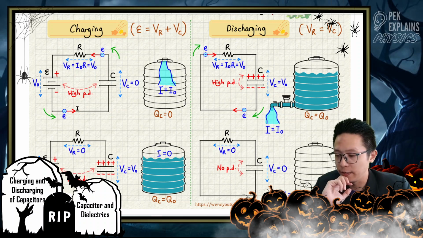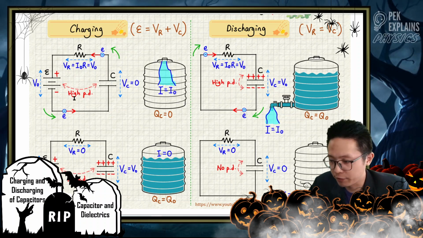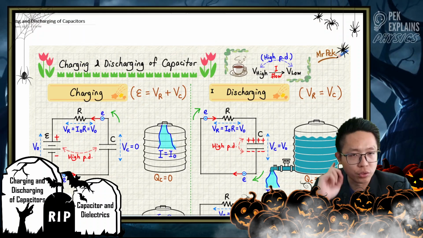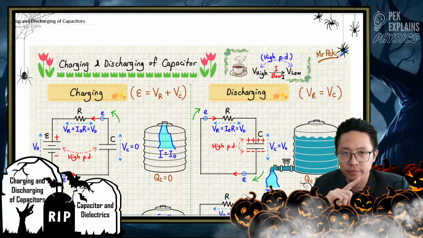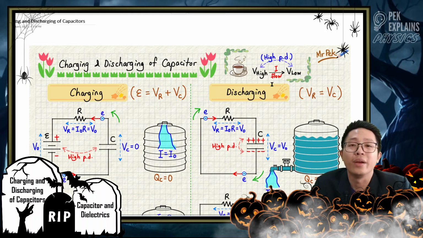First of all, I want you to know one thing. Current only flows from high potential to low potential. Current only flows when there is a potential difference. If the electric potential between the two points is the same, if both points have the same potential, the current doesn't flow.